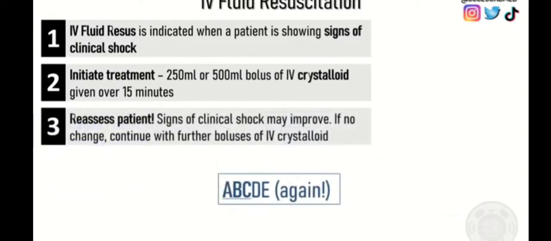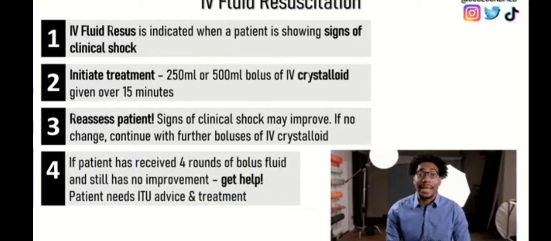After this, you want to reassess the patient again using ABCDE. Their signs of clinical shock may have improved at this point. However, if there's no change, continue with further boluses of IV crystalloid. If the patient has now received 4 rounds of bolus fluid and there's still no improvement, it's time to get help. The patient needs ICU advice and treatment to further support their recovery.